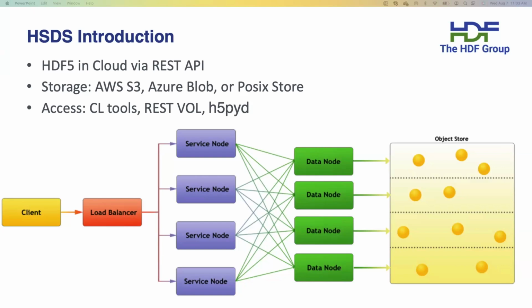For one, the data node can cache recently accessed objects. So if the data node has already seen a recent piece of metadata, it'll keep that in the cache. And if a following request comes in for the metadata, it doesn't need to go to S3. It can just return it directly.